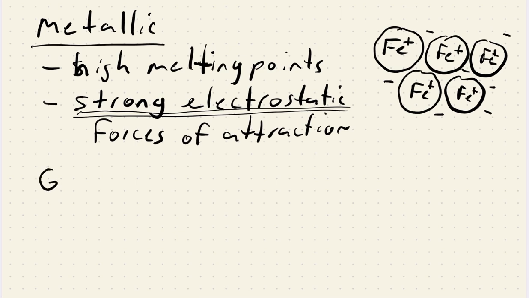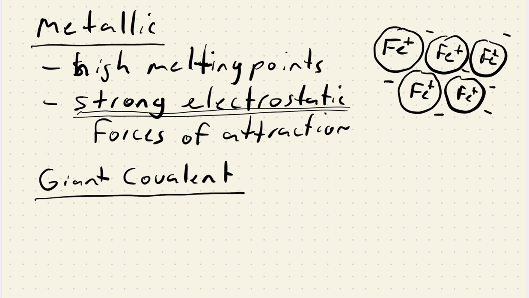And then we have giant covalent. This has the highest melting point of them all. Anyone who knows about diamond knows that diamond has a very, very high melting point. Very high. Even higher than ionic.